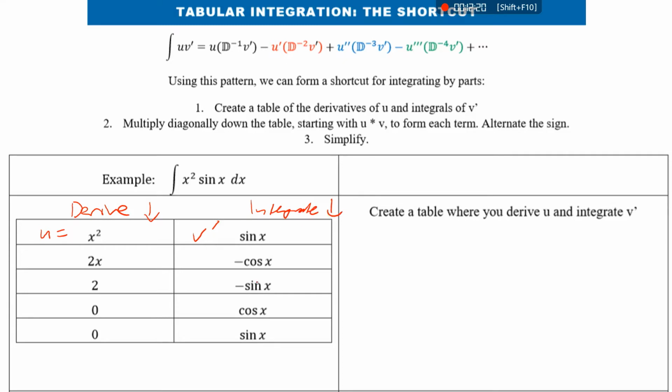Okay, so if I derive x squared, I get 2x. If I derive 2x, I get 2dx. If I derive 2dx, I get 0. If I integrate sine, I get negative cosine. If I integrate negative cosine, I get negative sine. If I integrate negative sine, I get cosine. If I integrate cosine, I get sine. So I've created a table where I am deriving my part that I want to derive, u.